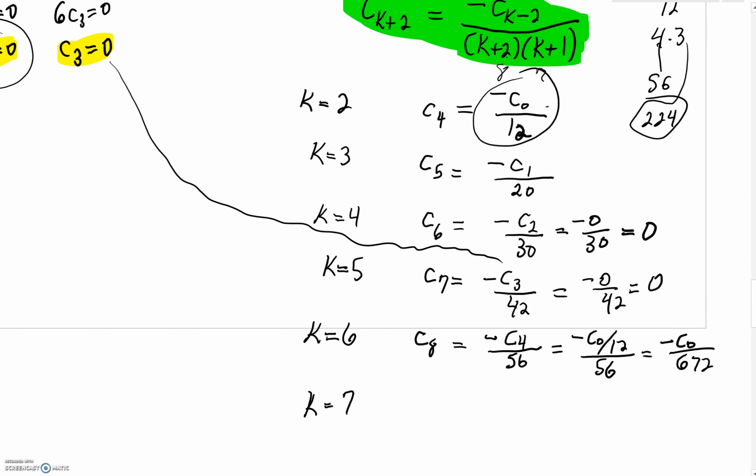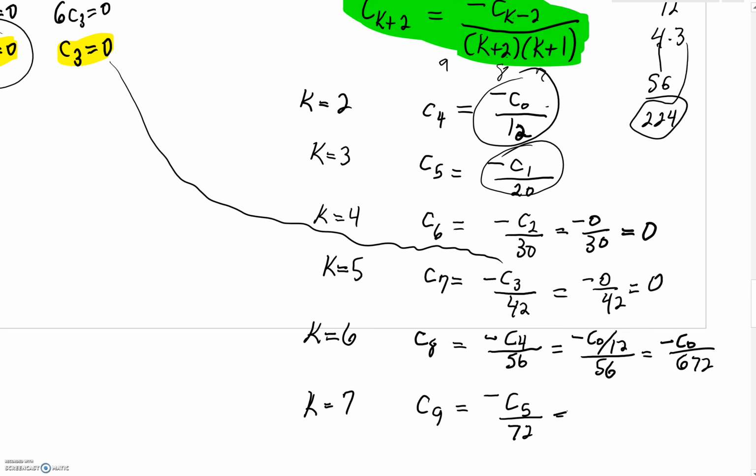Let's do maybe just this last one. You can see at the top of the screen, we're going to find C sub 9. And that would be negative C sub 5, right? 7 minus 2 is a 5. 7 plus 2 is 9, and 7 plus 1 is 8. 9 times 8 is 72, isn't it? But what is C sub 5? Well, go to the top of your list here, and we worked it out.